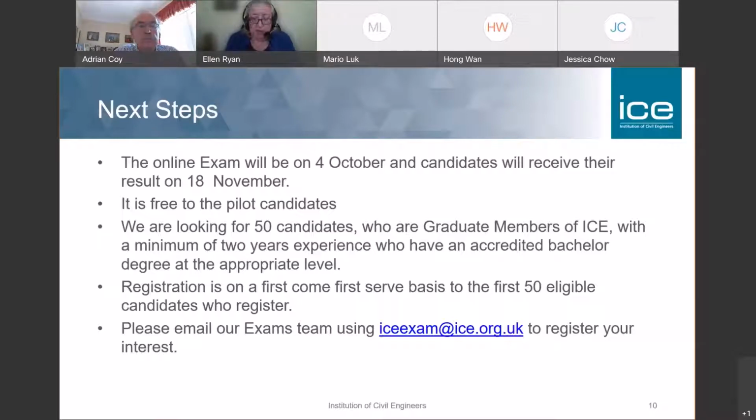Registration, we're not charging you an exam fee. Registration is free, the exam is free, the support material is free, and we're looking to get 50 candidates to be our test group, and we will register candidates on a first come, first served basis. You'll be asked to send an email to the ICE exam team to allow us to register you and check your eligibility. Details on this process will be followed up after this event by Hong and colleagues, who will send through an email with all these details.